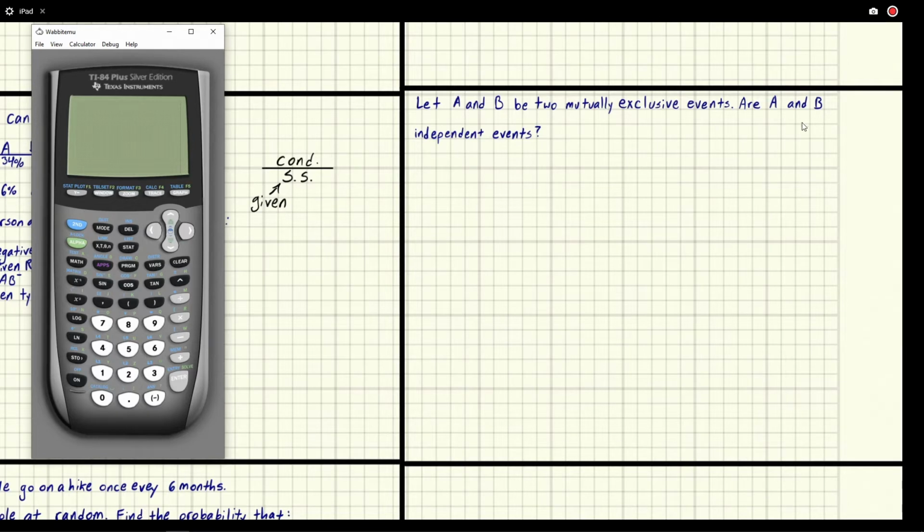Are A and B independent events? Mutually exclusive means that the events have no overlap. So here's the event A and the event B. They can't happen at the same time. For example, you can't have a true-false question be true and false at the same time. If you do, something's wrong. You can't flip a coin and get a heads and a tails at the same time.